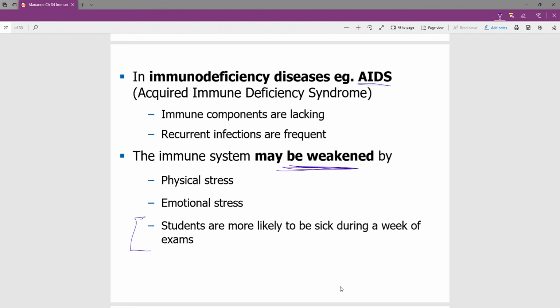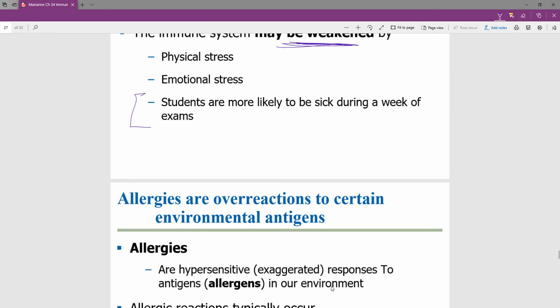So AIDS is an example of that. AIDS stands for acquired immune deficiency syndrome, where basically immune components are lacking and your immune system isn't working. It's almost the opposite of the autoimmune diseases, right? Where the autoimmune diseases are doing stuff they shouldn't do. Immunodeficiency diseases just aren't doing those things because they don't have the right stuff to mount a strong immune response.